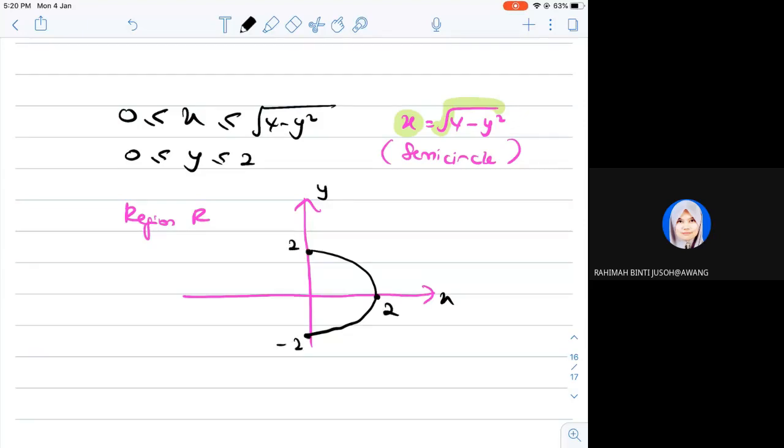Okay, however, your interval for y is starting from 0 until 2. Which means that y dia tak ada negative. Okay, starting from 0. So y equals to 0 kat tengah-tengah ni. So we don't have this part. So we can erase this. Macam tu.